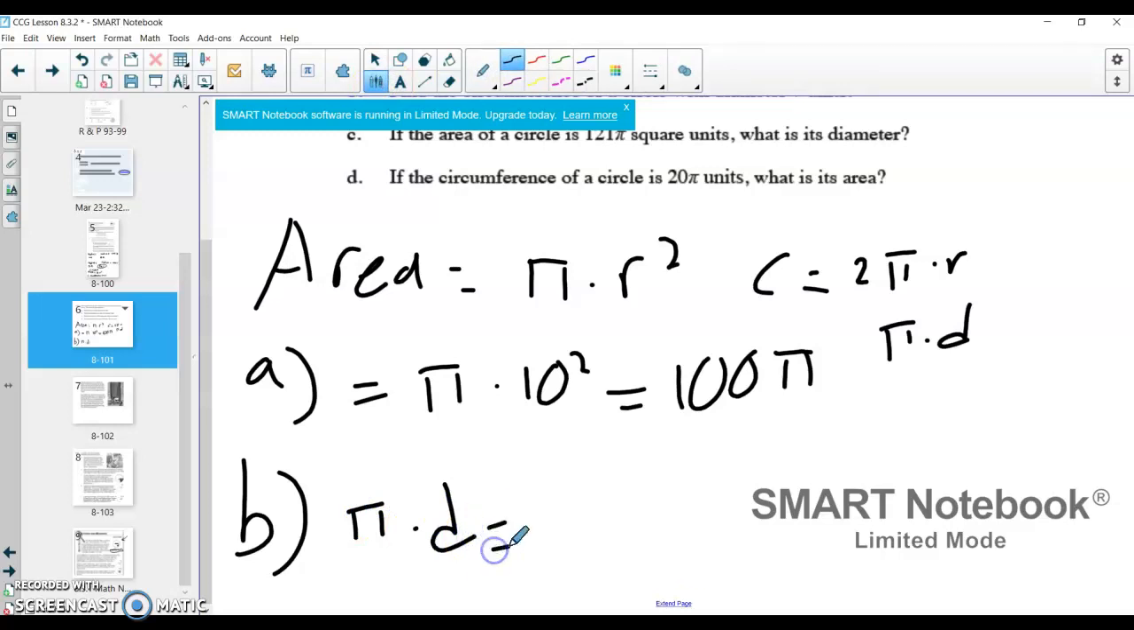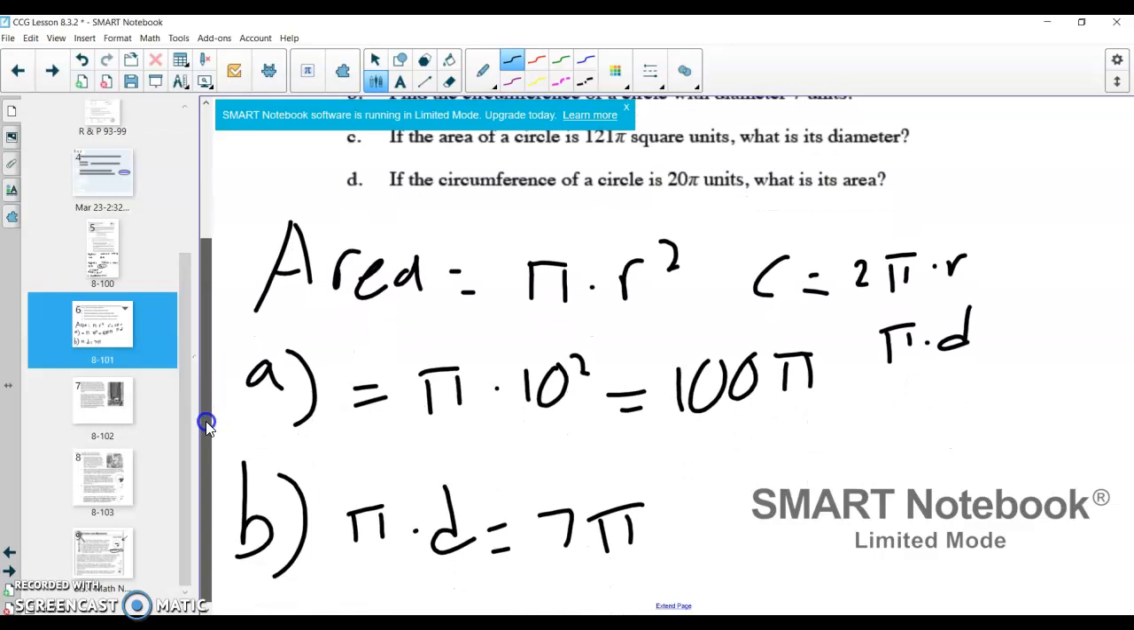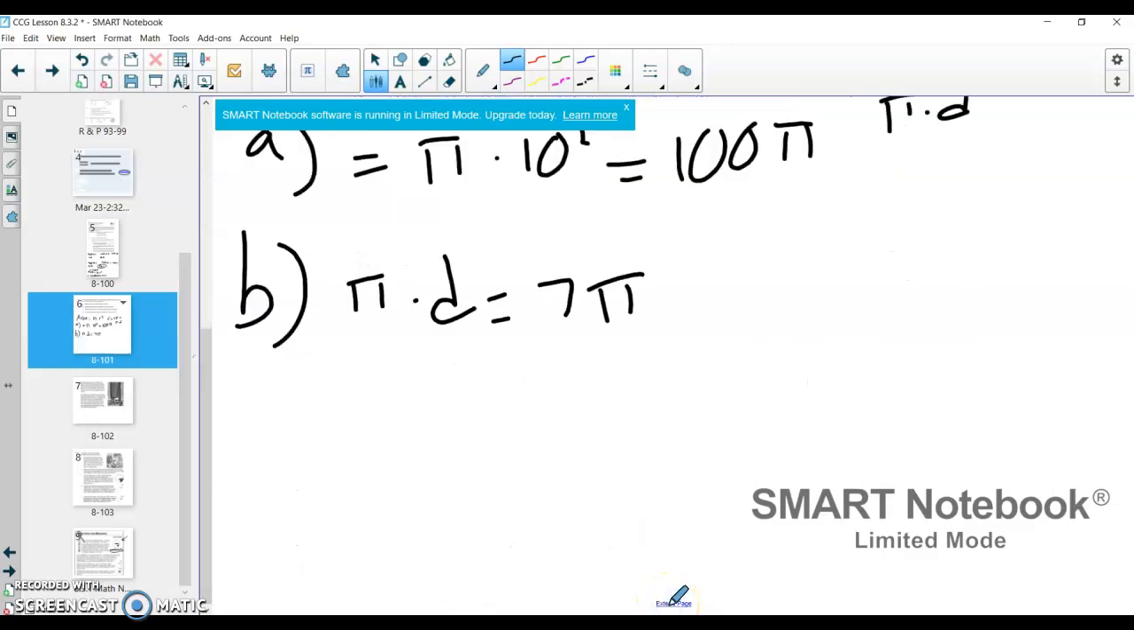And let's just say, we know our diameter is 7, so we can just plug in 7 for d, and we get that that is 7 pi. Not too bad. If we did use 3.5 as a radius, it would have been 2 times 3.5 times pi, and 2 times 3.5 would have also been 7, so it would have still gave us 7 pi. All right, part C.